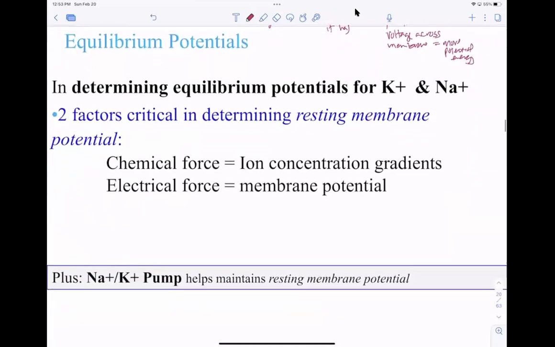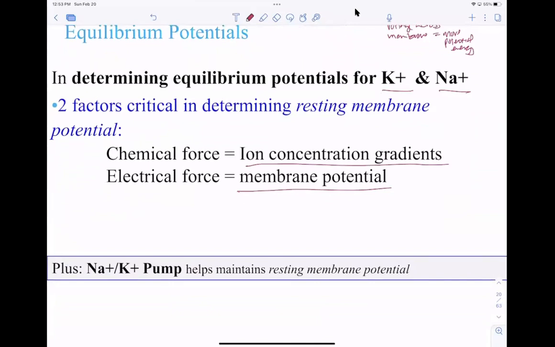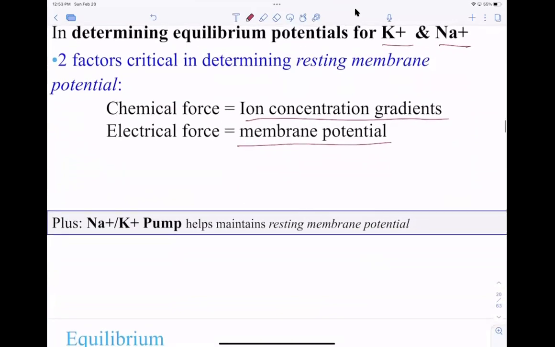Okay, so equilibrium potentials exist for each ion. And so I alluded to the electrochemical gradient for each ion. And that's taking into account the concentration gradient, so the ion's concentration gradient, and the ion's electrical gradient. So which way is the ion going to move electrically and chemically? And so those two factors help determine the resting membrane potential, along with active transport.